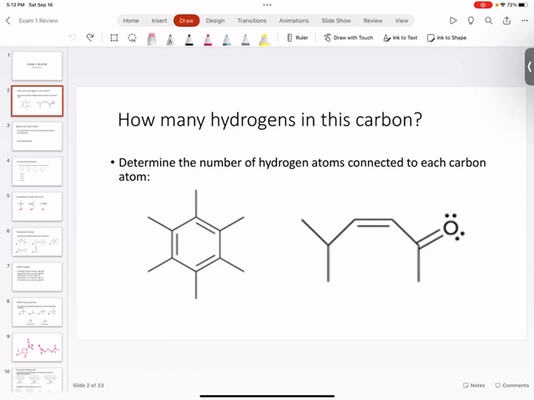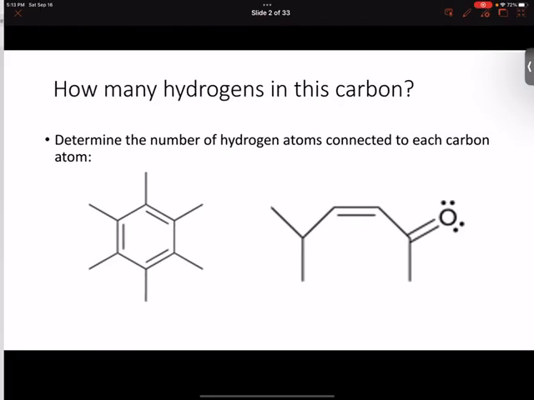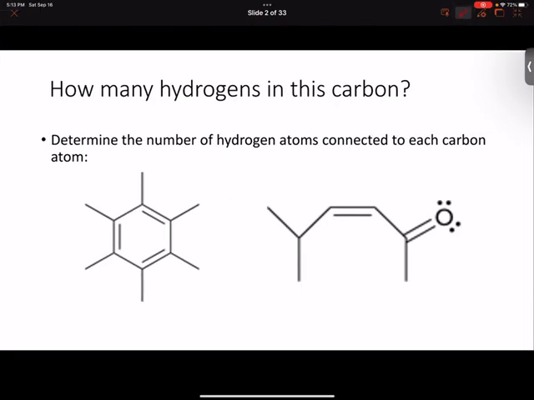So then let's see, we can get started. How many hydrogens are in this carbon? Determine the number of hydrogen atoms connected to each carbon atom. So let's see. I guess we already know that a normal carbon without any formal charges is gonna be able to do a total of 4 bonds. So then carbon can do 4 bonds.